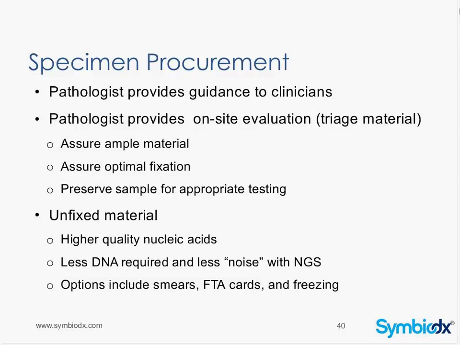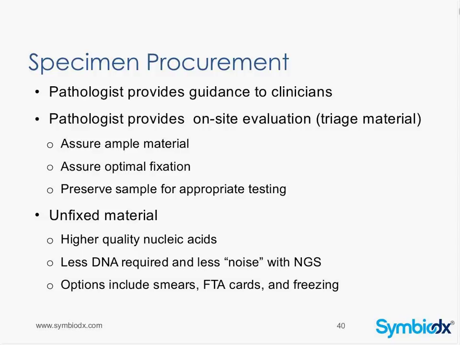In specimen procurement, the pathologist provides guidance to the clinicians. The pathologist can provide an on-site evaluation and can actually triage the material. So you can assure that you have enough, you can assure that it's properly fixed, and you can preserve some of it for the testing that you want to do. So if you can do on-site evaluation, it's helpful. Unfixed material also can be very helpful.